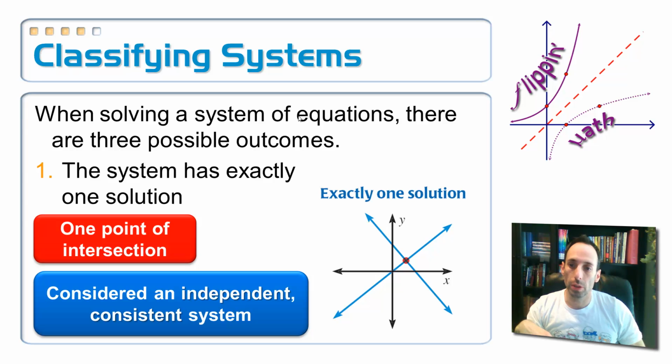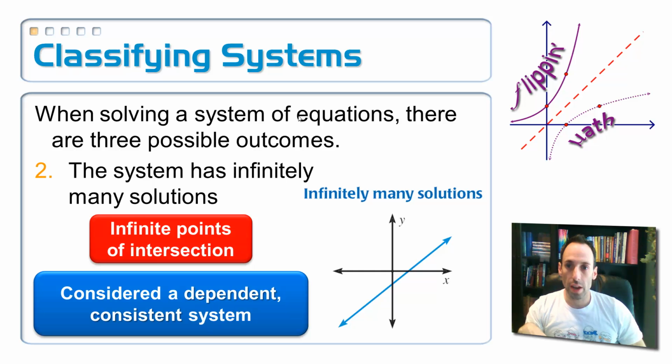The next possibility is if they intersect everywhere, they have infinitely many solutions. So since it has at least one solution, we're still going to call it a consistent system. But the solution depends on one of the equations. So we call it a dependent consistent system. So if we go to graph our two equations and they end up being the same line, I'm going to classify it as dependent and consistent. Okay? Again, consistent means I have at least one answer, at least one solution. The dependent means that I have multiple answers. I have infinitely many answers.